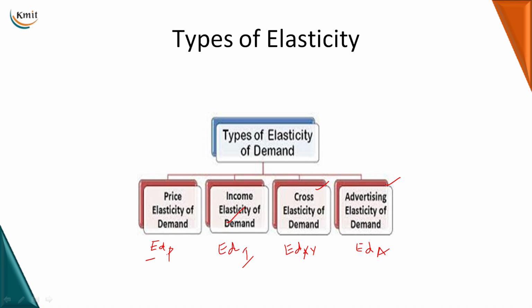This price elasticity of demand is represented as ED of P. Income elasticity is ED of I. Cross elasticity is ED of X and Y, because cross elasticity will be applicable for the goods and services which are substitutes as well as complementary, where we are going to deal with two different products, commodities. Next one, advertising elasticity is denoted as ED of A.